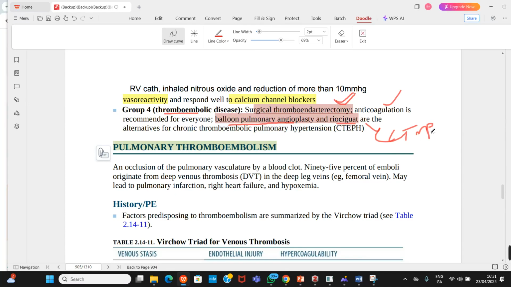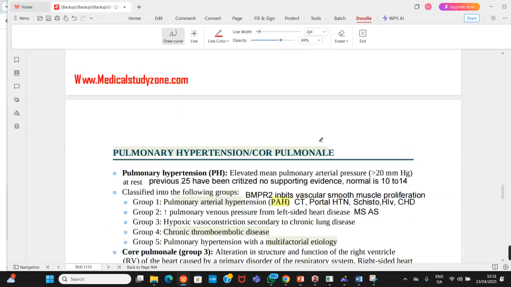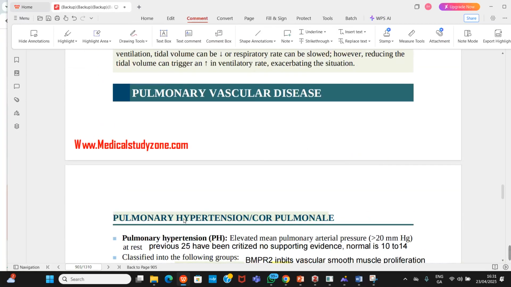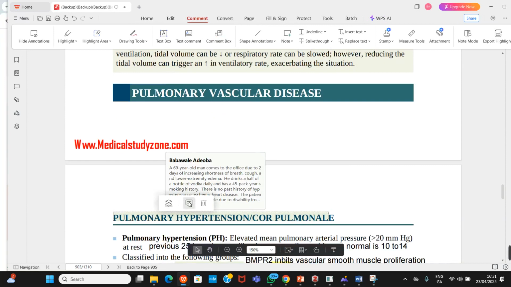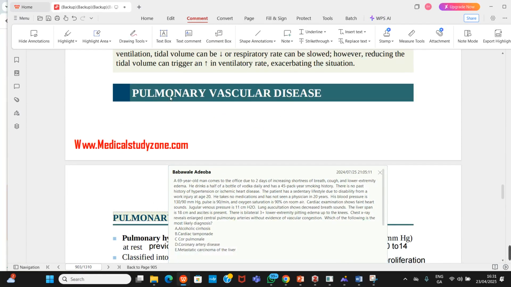So for group 4, that's the one that they're having thromboembolism. So what? Do a surgical thromboendarterectomy. Go and remove the clot surgically is imperative. Then you must give them anticoagulants. If you cannot do surgery, because they are poor candidates, you can do balloon pulmonary angioplasty or riociguat.